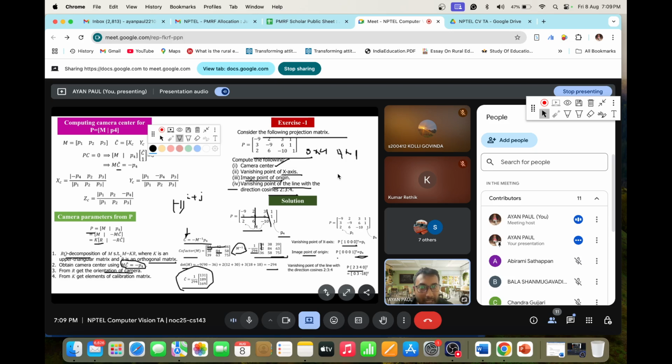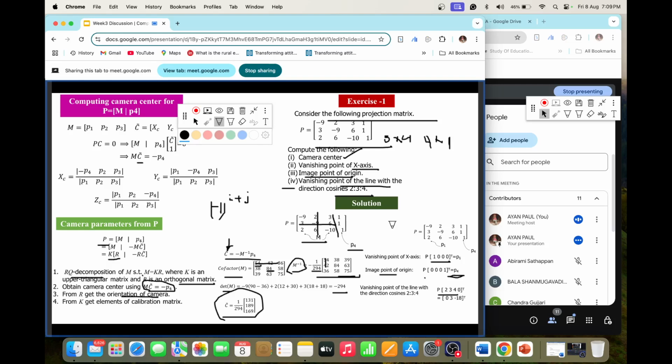So what will be the vanishing point of the z-axis? Can anyone tell me? Come on, vanishing point of the z-axis? P into 0 1 0 0 1 0. Yeah, so that will be P3, right? Exactly, P3. And the vanishing point of the y-axis is P2. So P3 is 3, 6, minus 10. So that will be your vanishing point of the z-axis. Okay, nice. I hope this question is clear to all of you. Let's move on to the next question.